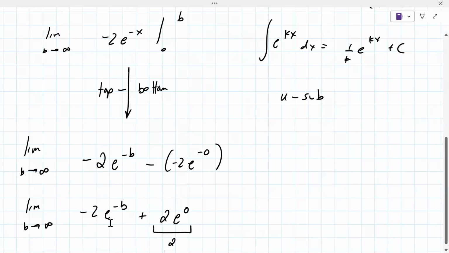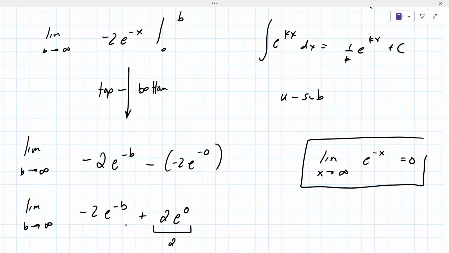You've got to remember what e does when it goes to infinity. So the limit as x goes to infinity, e to the minus x is always 0. These are things from prerequisite courses that you're supposed to remember and know. So this whole thing here goes to 0. 0 plus 2 is 2, like that.